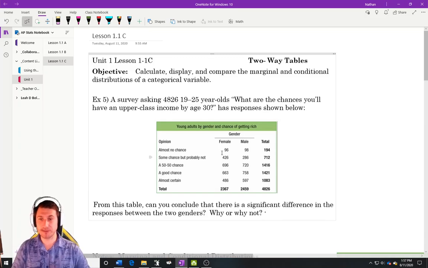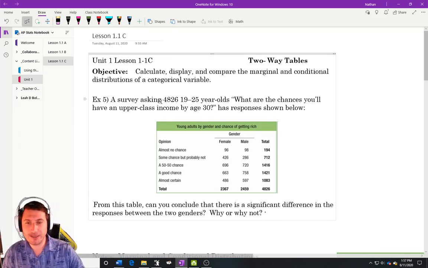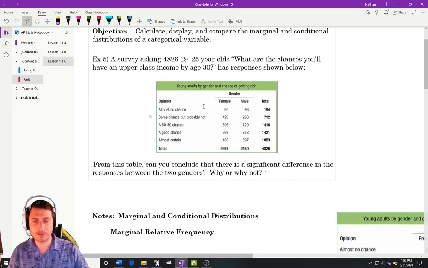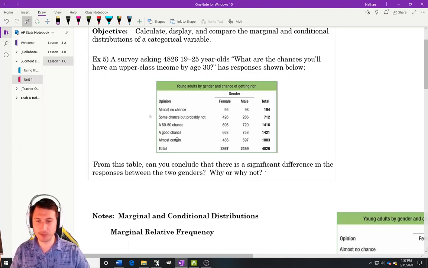So here's our example, example number 5. A survey asking 4,826 19 to 25-year-olds asks, what are the chances you'll have an upper class income by age 30? So here are our responses. You can see they're summarized here in this table. We've got 1, 2, 3, 4, 5 categories for their opinions, almost no chance, all the way up to almost certain. And then they're also broken down by gender, female and male.